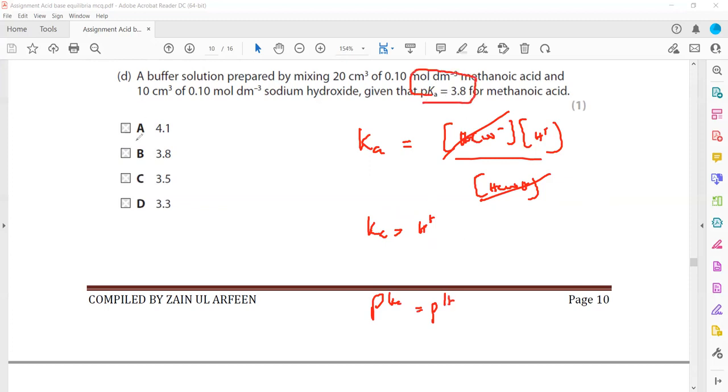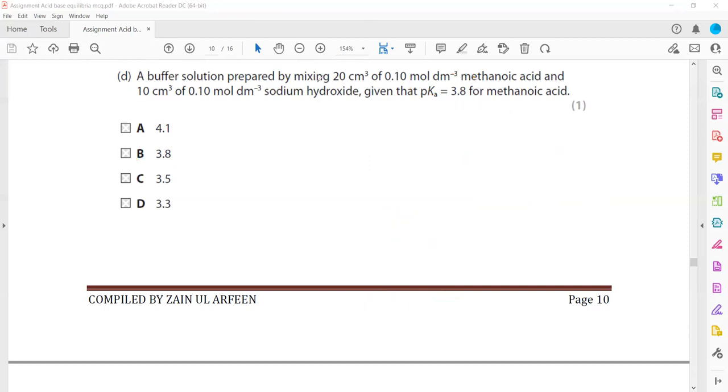So if pKa is 3.8, what should be the pH? The pH should also be 3.8. So how can it be done instead of using this long method? This is called a half equivalence point. Half equivalence point means half of the acid is used up and the amount of the acid is the same as the amount of the salt produced. You can see 20 cm cube 0.1 and 10 cm cube 0.1. So when they react with each other, we are left with 10 cm cube of the salt, or half of the salt and the acid.